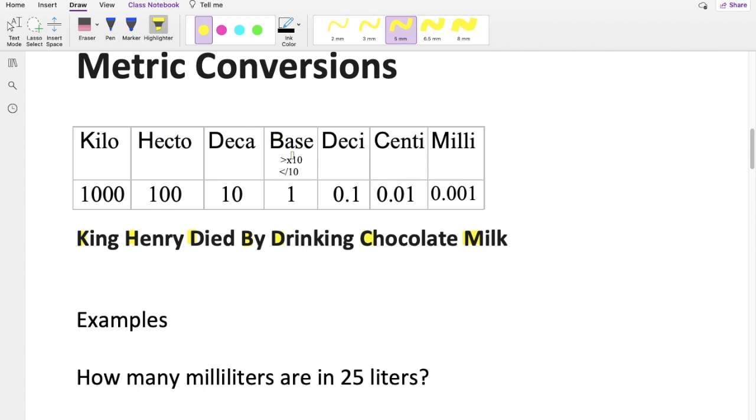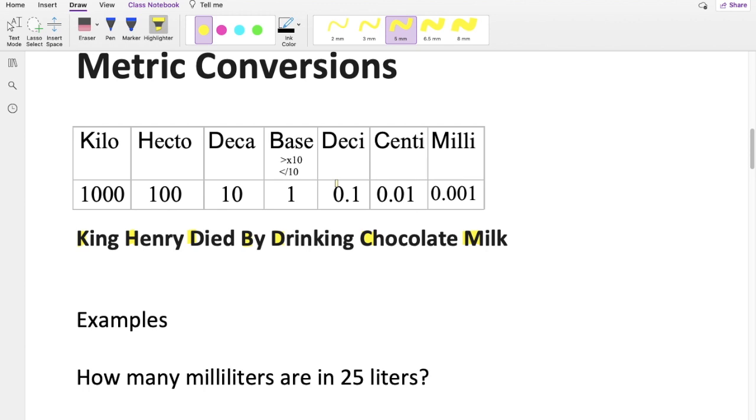So base means that there is no prefix. So that would be your meters or your liters and stuff like that. Deci, centi, and milli. So these are going to be your prefixes of things. So this is a great and easy way to do some conversions. So this is something that you will need to be able to do, is convert between metric units, but it is extremely straightforward as long as you remember King Henry died by drinking chocolate milk.